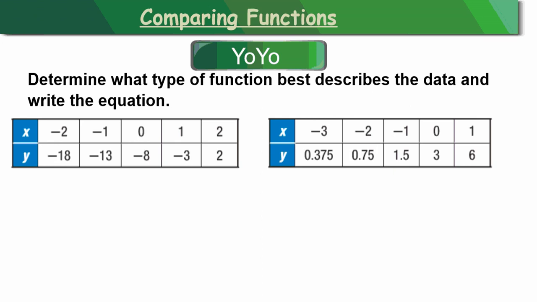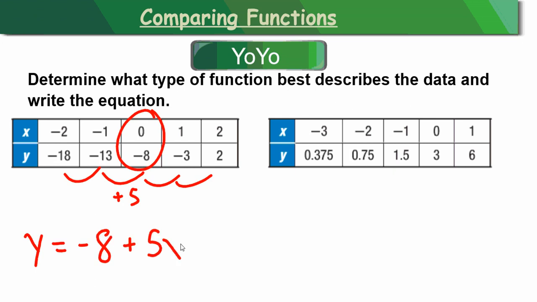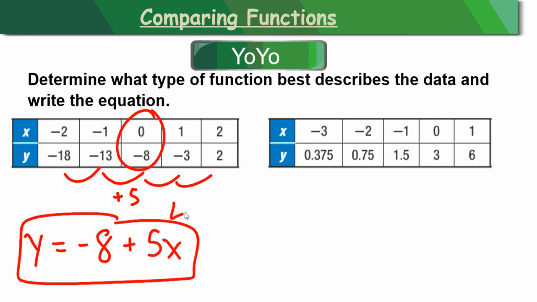Okay, welcome back. This first one, what's the pattern? You are adding 5 every time. That is going to be a line. It starts at negative 8. So you would say y equals negative 8 plus 5x is your equation. And that is linear. Over here, it's kind of hard to see the pattern on the left side, but over here you'll see it's multiplied by 2. If you're multiplying repeatedly, it's exponential.